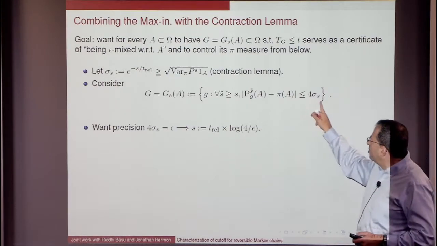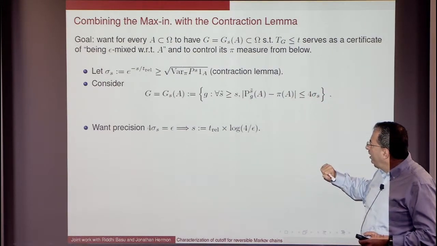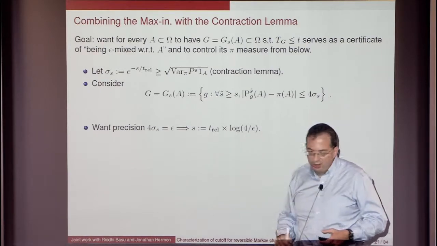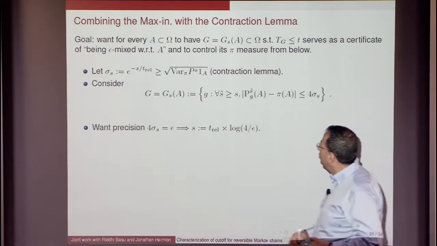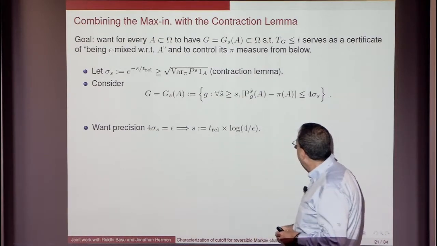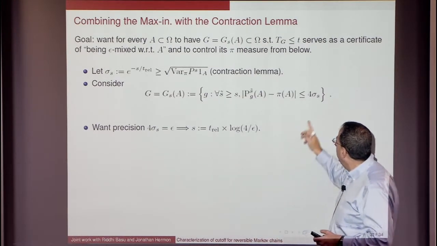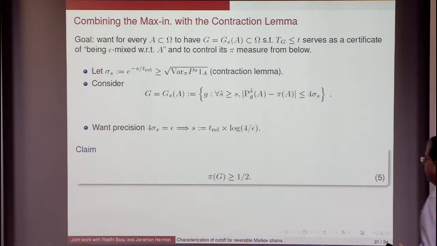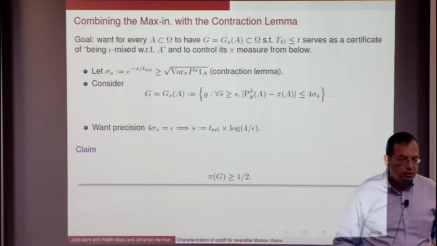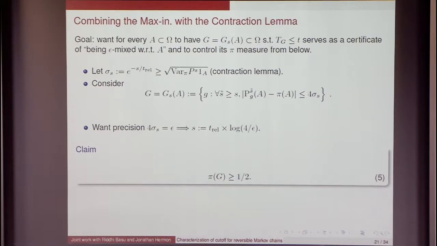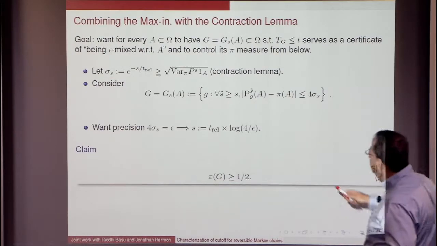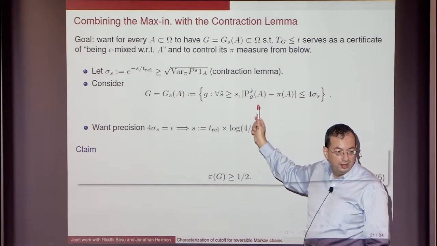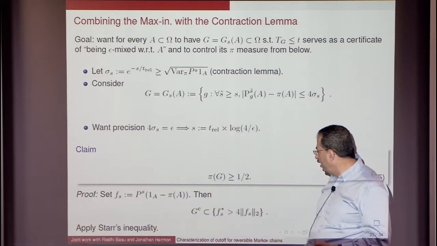So if we want this precision to be epsilon, then we should make this sigma_s small enough, so we take s to be t_rel times log 4 over epsilon, and that's enough to get that precision. So this is the time s we'll take, and then we'll get this property. And the key thing is that G is large. G has more than half the space. My point is, if I didn't have s tilde here, I just had s, this is easy. But the fact that it's true with this s tilde is important, where the maximal inequality gets used, and this is the whole proof.